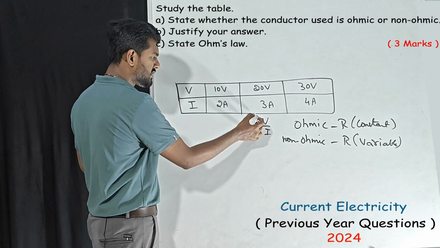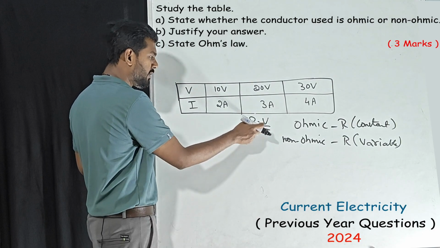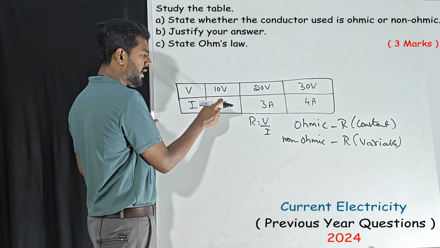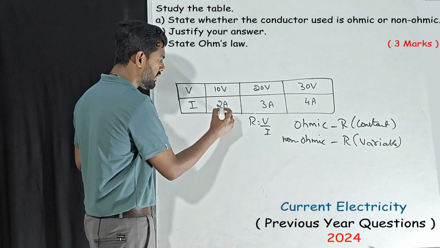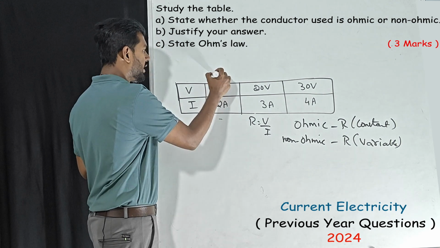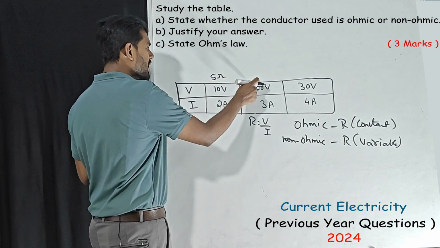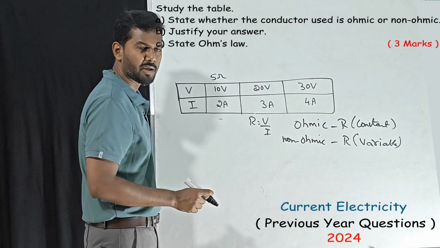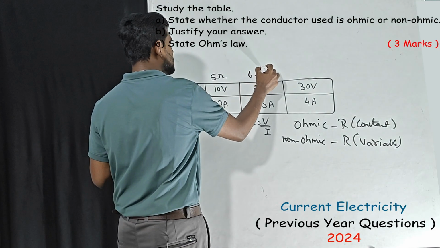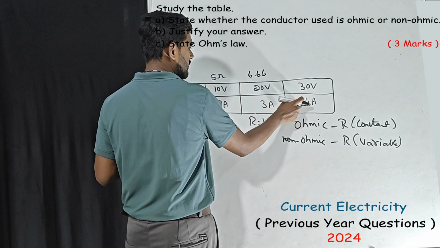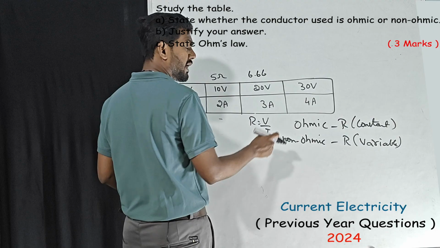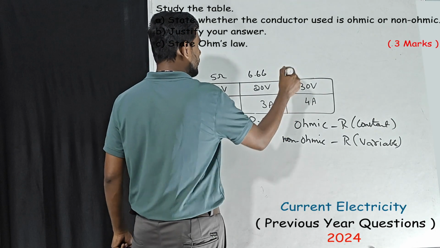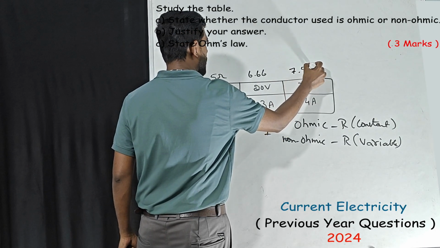So resistance is equal to, so R is equal to V by I, right? So 10 by 2. In the first case it is 5. Here we'll write 5 ohm. In the second case, 20 by 3, it is 6.66. Okay, in the third one it is 30 by 4, which is 7.5.